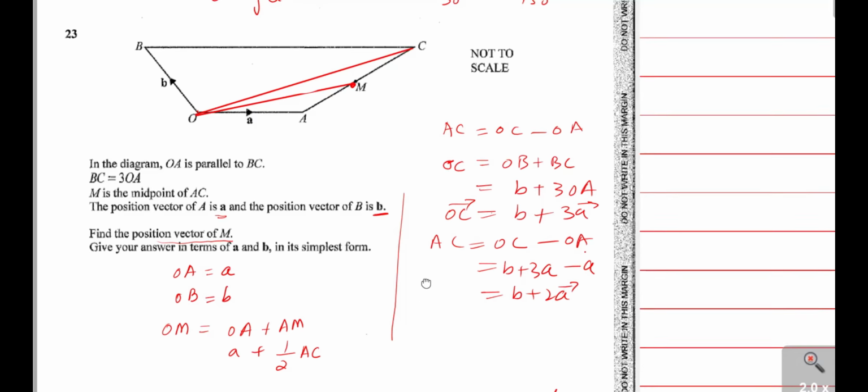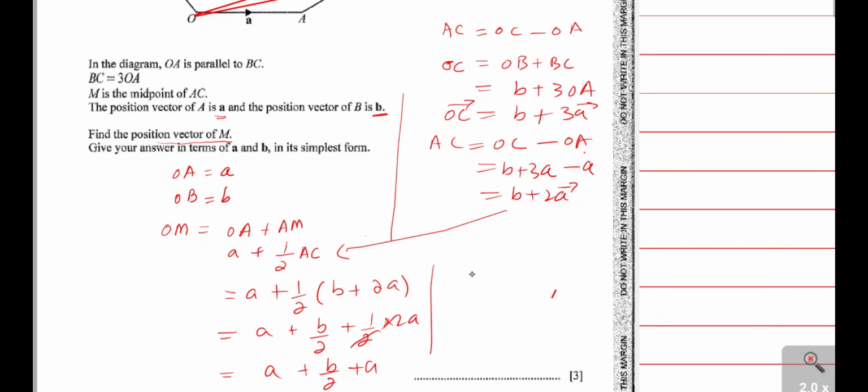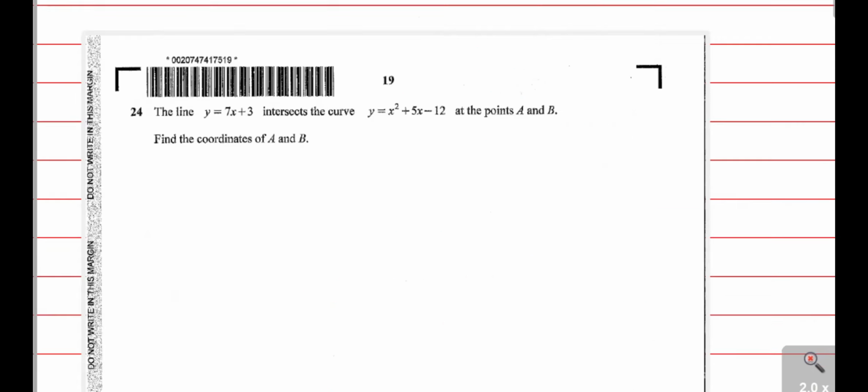And we will substitute this value here. This value becomes a plus 1 over 2 into (b plus 2a). We can write a plus b over 2 plus 1 over 2 into 2a, and this becomes a plus b over 2 plus a. We write here OM equal to (2a plus b) over 2. This is the answer.